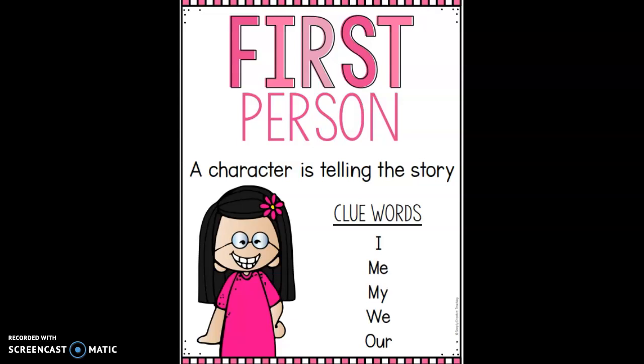So the first type is in first person. This is when a character is telling the story. Words that you're going to see, or clue words, are I, me, my, we, and our.